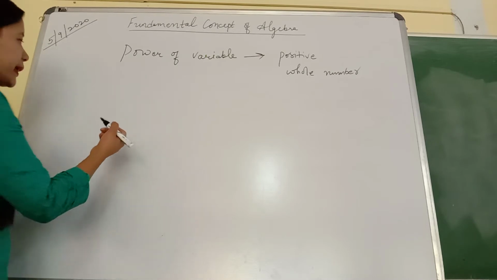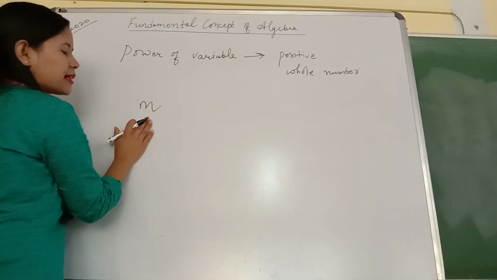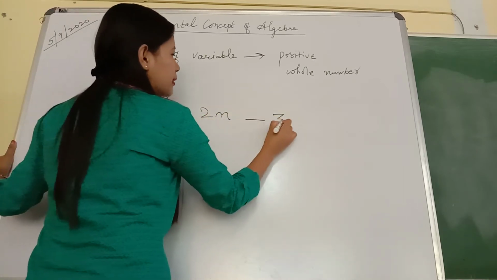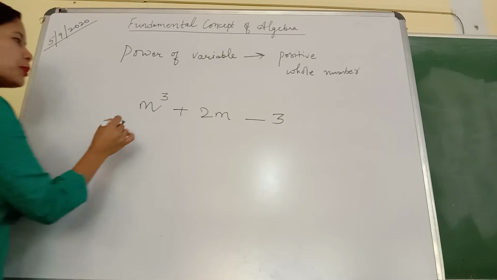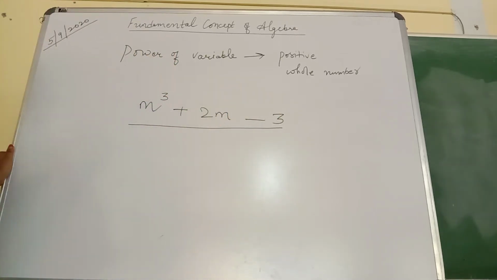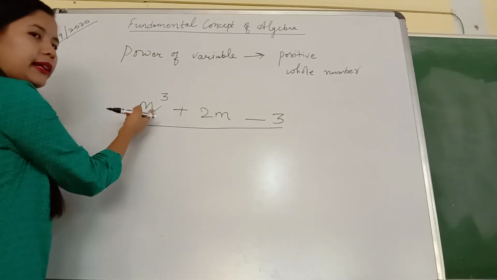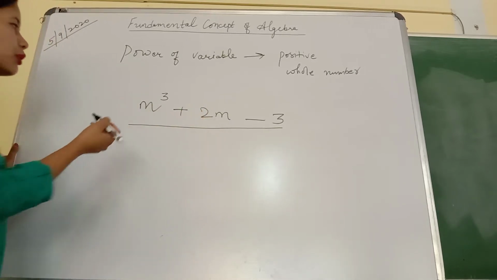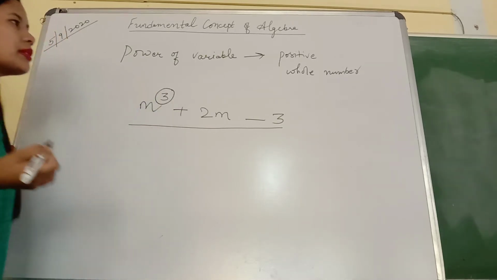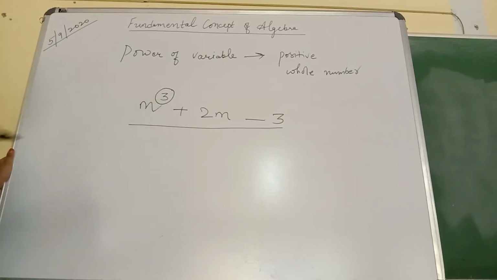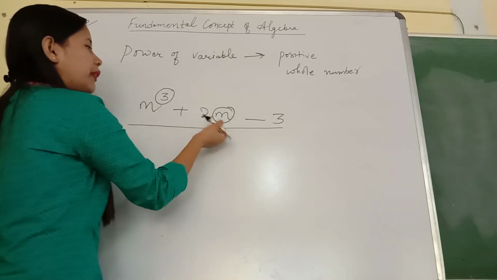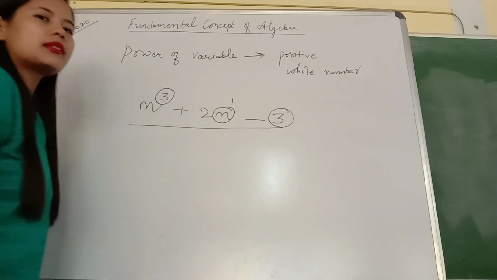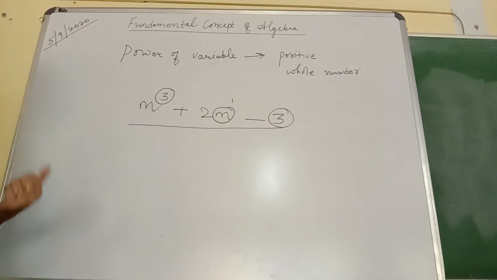Let us take one example. Suppose I have m as a variable, so it's m cube plus 2m minus 3. This is a polynomial in one variable because the variable involved here is just one, that is m. The power of this variable is 3, a positive whole number. The power of the other is 1, which is positive again, and it can even have a constant term.